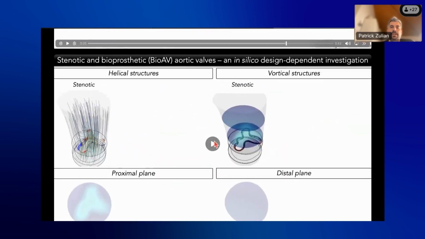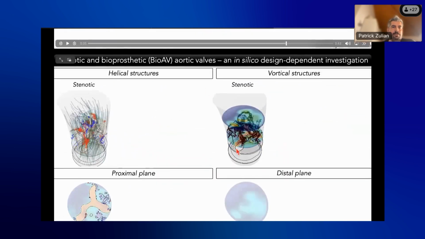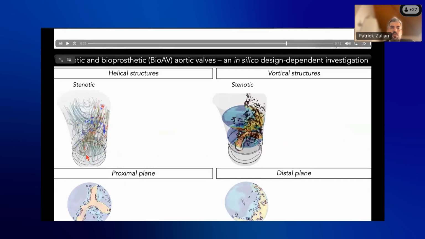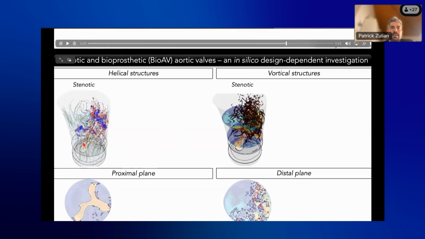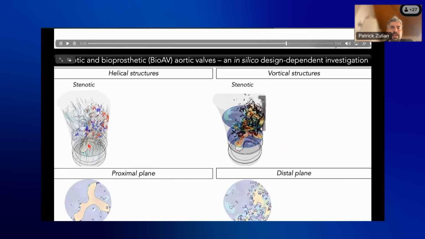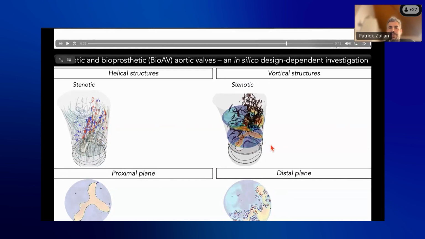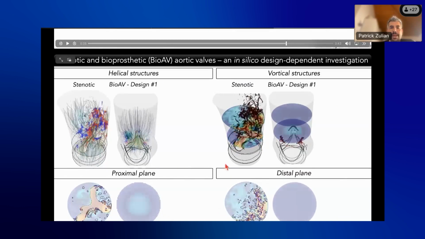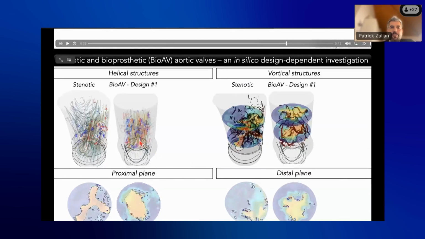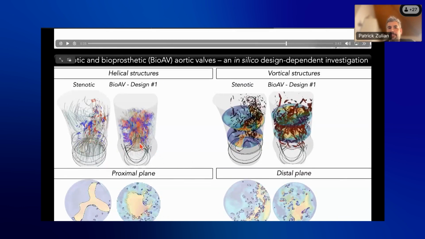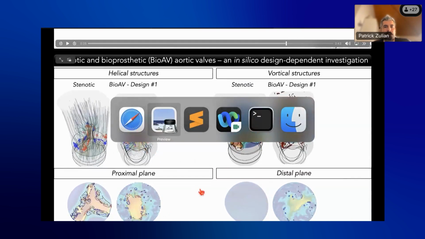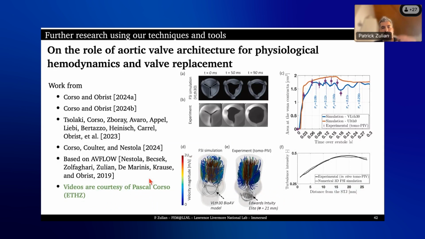And here is another simulation. In this case, he's trying to see how a stenotic heart valve is performing, the helical structures, the vortical structures, and here is the jet. And he compared that to different valve designs. Since I'm not the expert here, I will just refer you to Pascal if you have any questions.